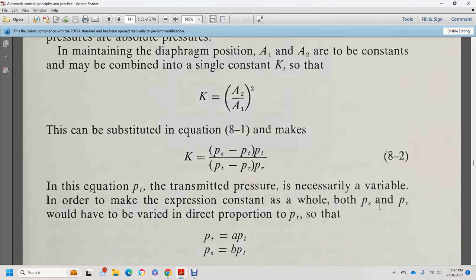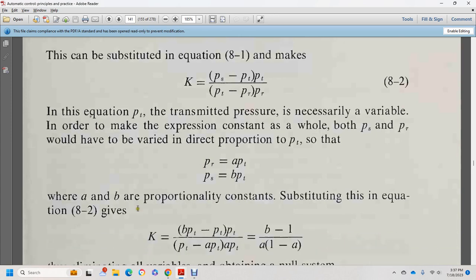Pressure reference would have verified the direction of pressure transmitted, so that pressure reference is equal to A times pressure transmitted, and pressure supply is equal to B times pressure transmitted, where A and B are given proportional constants. Substitute into the equation for K.